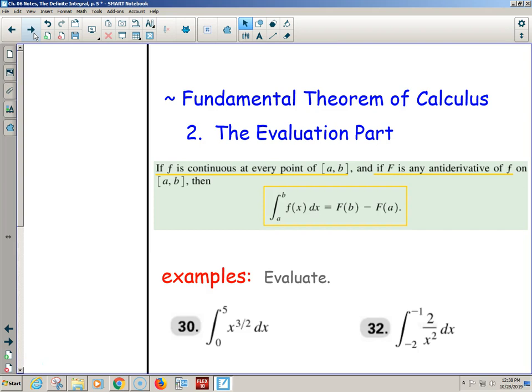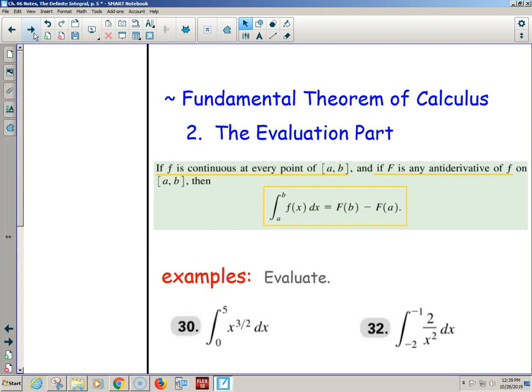I underline two things. F has to be continuous, and capital F is just denoting the antiderivative. But you guys know that AP can make the antiderivative G or H or whatever they want to call it. Like with inverses, they say G is the inverse. They don't really show you the F inverse notation. So just be ready.